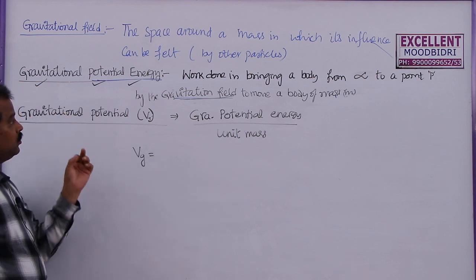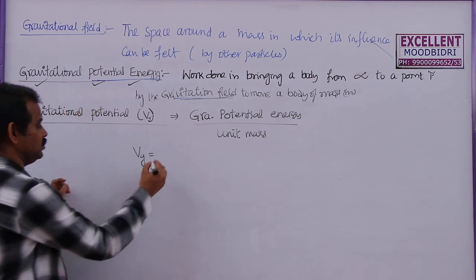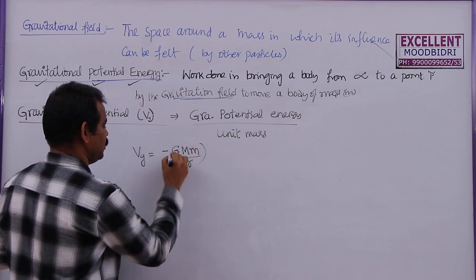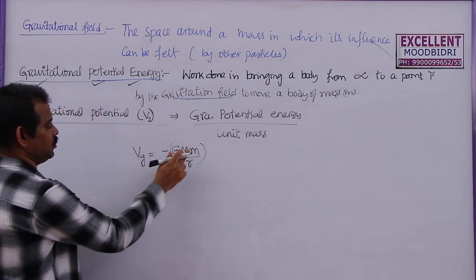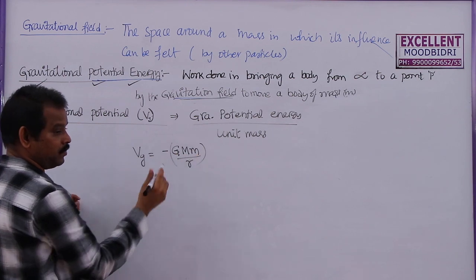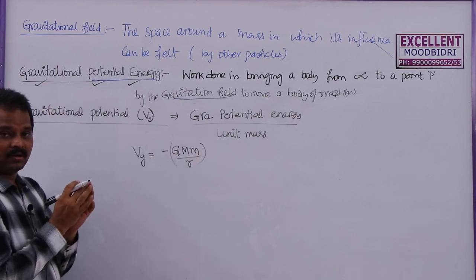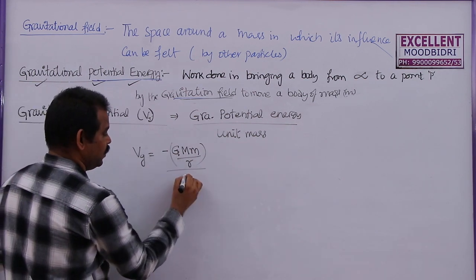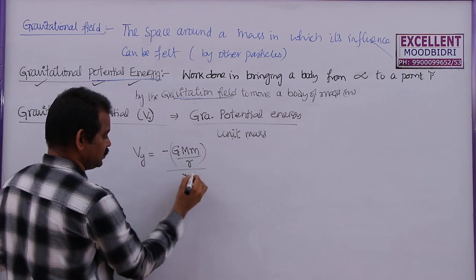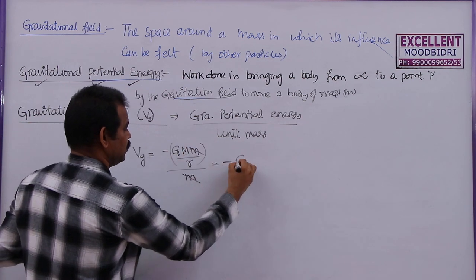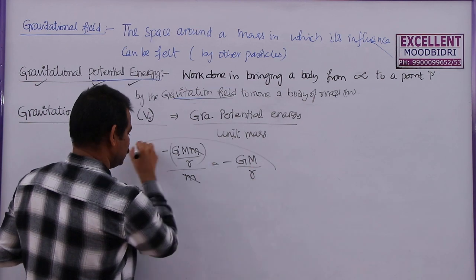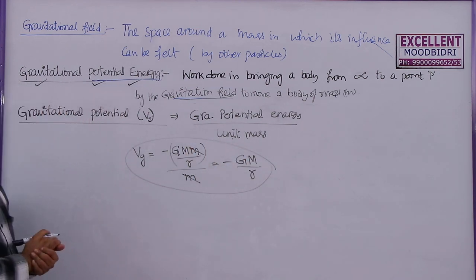If you take a two-particle system, just now we derived this one: minus capital G, capital M, small m by r is the gravitational potential energy between two particles. Remember, potential energy is related always to a system, not to a single particle. So by unit mass, 1 kg, that cancels. This is capital G, capital M by r. So this is the gravitational potential.